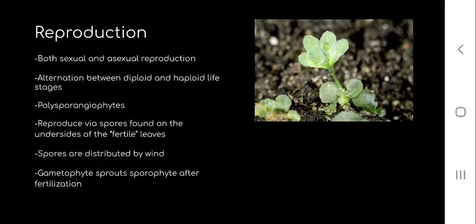And the other way that they reproduce is via spores, which are on the undersides of the leaves that are fertile. And those spores are distributed by wind, and once they land, they will sprout a gametophyte, which is this bottom part of the plant. And that has different chambers for the egg and the sperm. And so once it's fertilized, the plant will produce a sporophyte, which is this upper part. And that will go on to become its own fern one day.